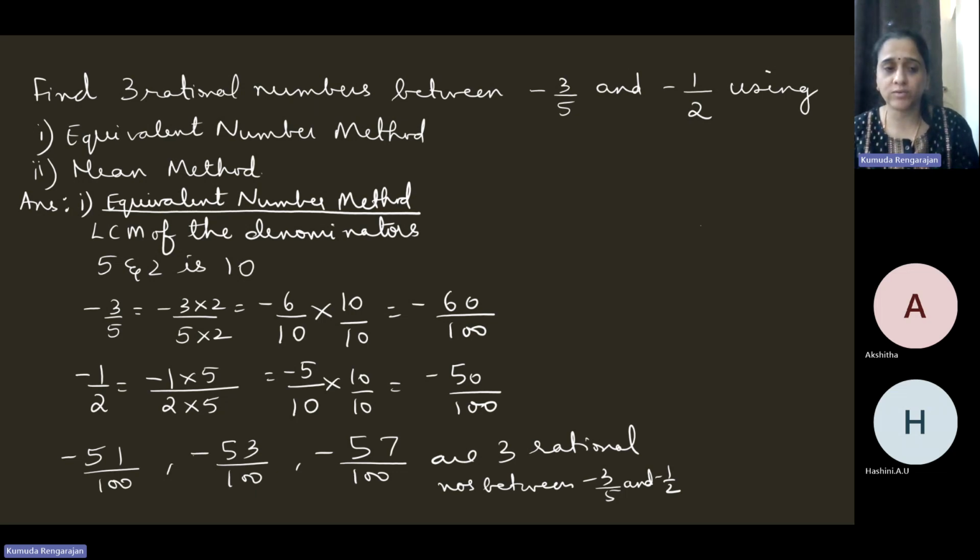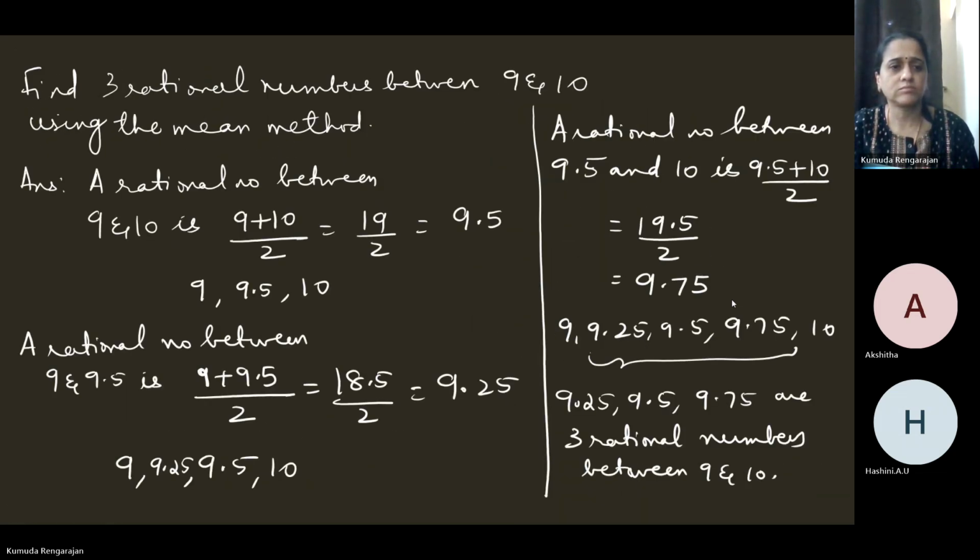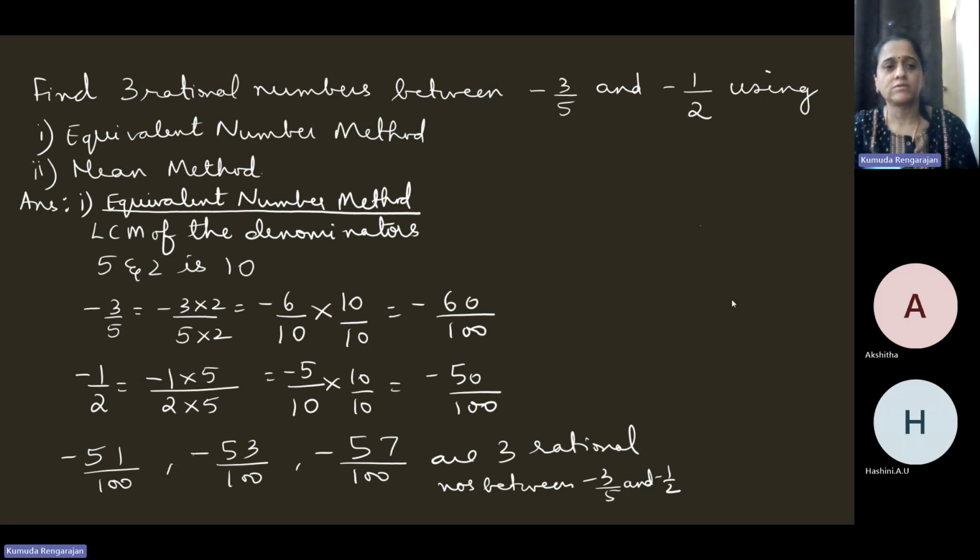Yeah, work this one. You have the answer also here. Try this. Work it out and check the answer with my answer. Find three rational numbers between -3/5 and -1/2, using the equivalent number method and the mean method.